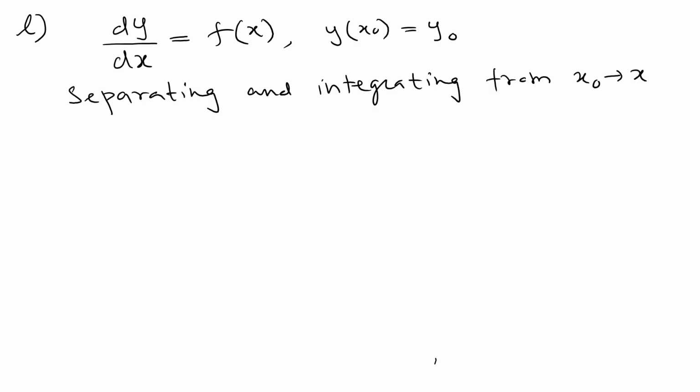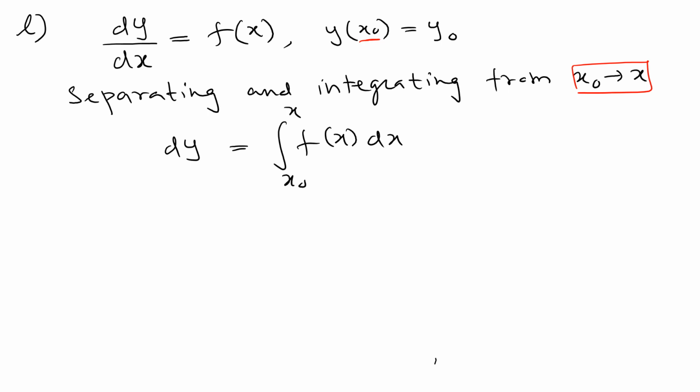We do it from x naught because it's given, and then we pick a general x. So that's the interesting part. If you do that, what do you get? We have dy on this side, so we can separate. When you separate, you get f(x) dx, and then integrate from x naught to x. And when you do that, on the other side you get y naught to y.